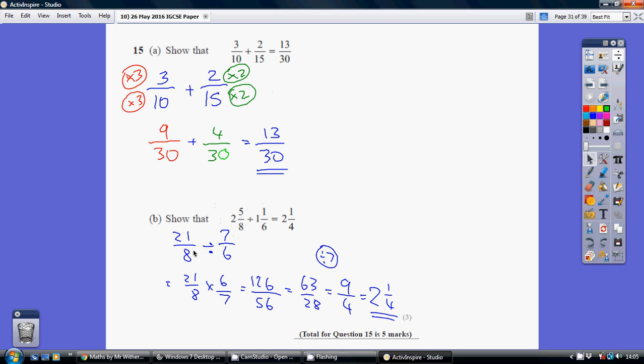Now how do we do this division? Well, we keep the 21 over 8 the same. We switch it from being a division to a multiplication, and we flip the second fraction over. So it's no longer 7 over 6, it's now 6 over 7. So we've converted this into a multiplication. It's then just top times top, bottom times bottom, which is 126 over 56, which I then simplify. So I've halved it. I've then divided by 7, getting me to 9 over 4. I've then converted it back to a mixed number, and that is 2 1/4, which is what I needed to show. 2 1/4 is what I needed to show.